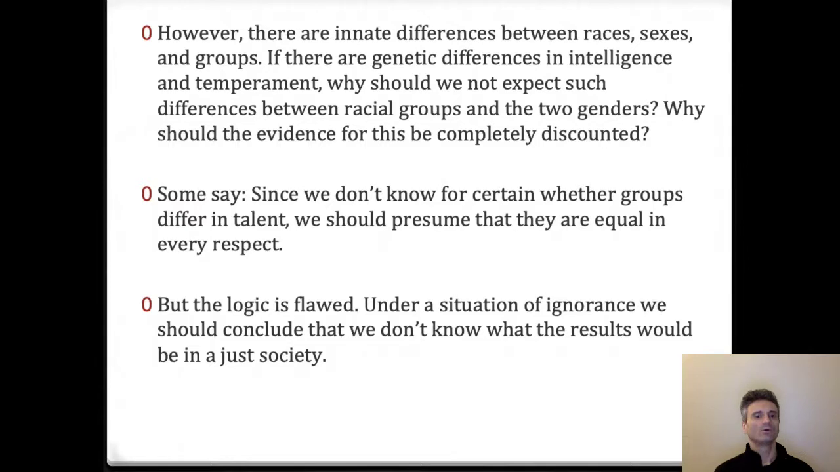if we don't know whether people are the same in talent or whether they differ in talent, why should we assume that? Why should we assume that they're all the same? If we don't know, then we have to say we don't know. We shouldn't assume they are the same. But that's what the supporters of affirmative action are arguing. They're arguing, we don't know, so guess what? Let's say that we're all equal. That doesn't seem to make sense, logically speaking.